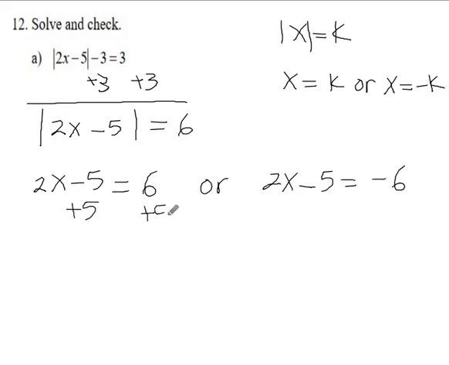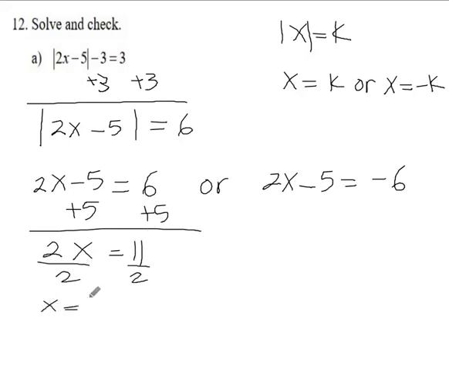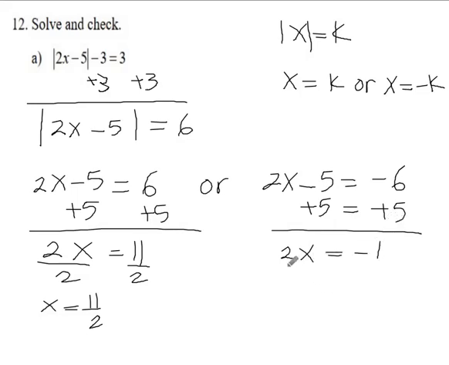Here I'm going to add 5 to both sides of the equation. You get 2x is equal to 6 plus 5, which is 11. Divide both sides by 2. You get x is equal to 11 over 2. Or here, again add 5 to both sides of the equation. You get 2x equal to negative 6 plus 5, which would be minus 1. Divide both sides by 2. x equal to minus 1/2.